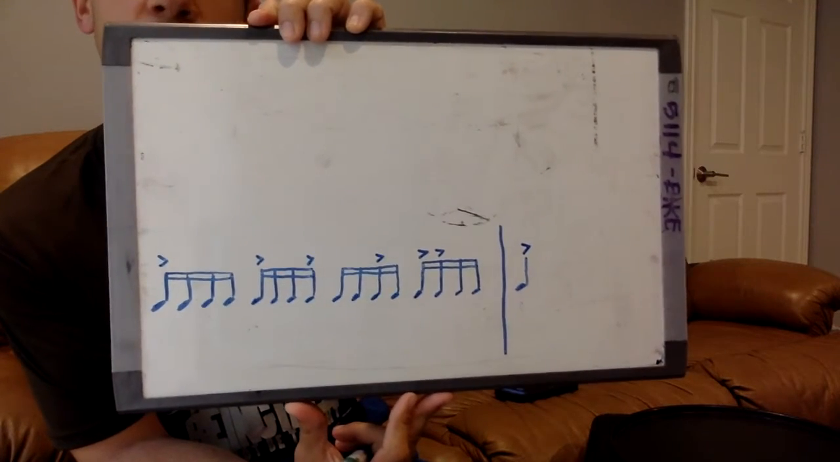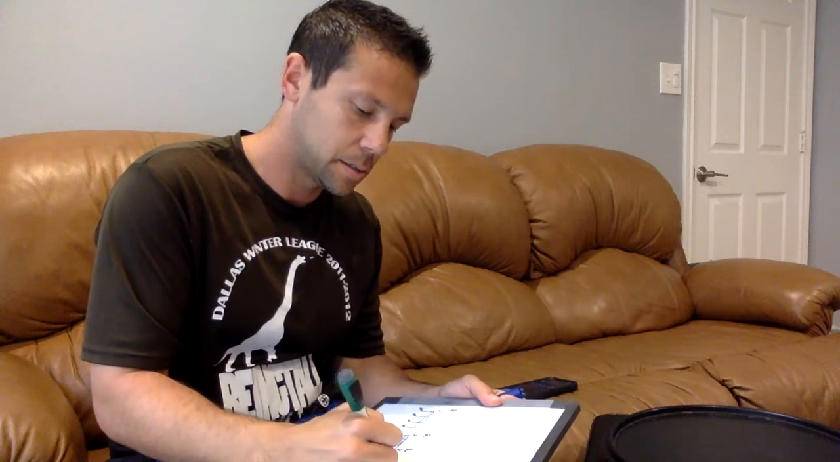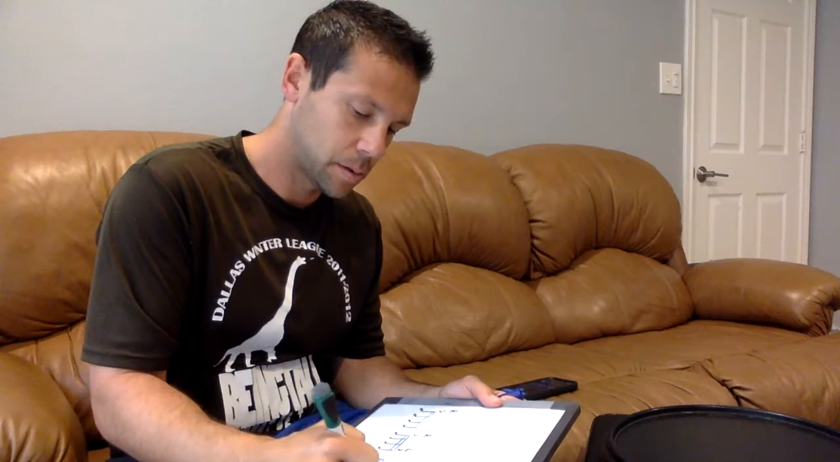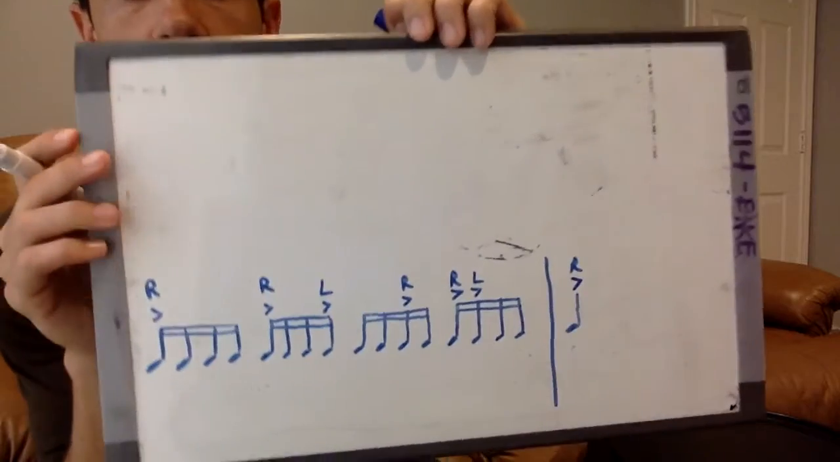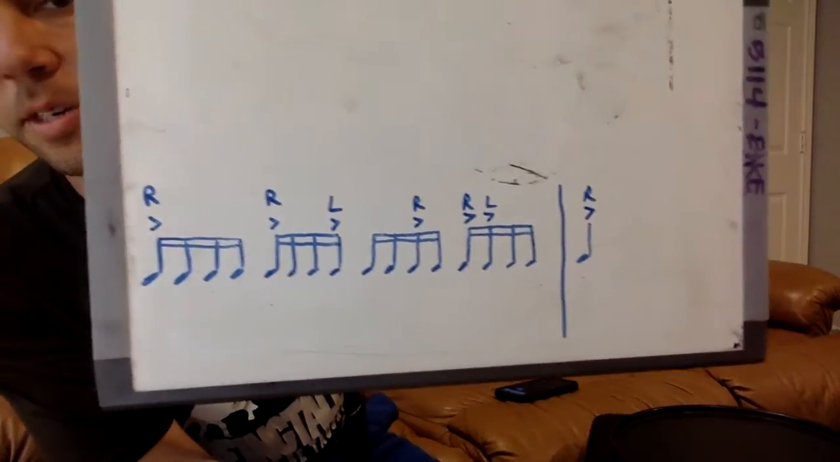So here's what you're supposed to do with this. You take your pencil, right now mine's a marker, and you're going to rewrite the sticking above only where the accent falls, to where it looks like this. Some are right, some are left. Now how do I know which one is which?